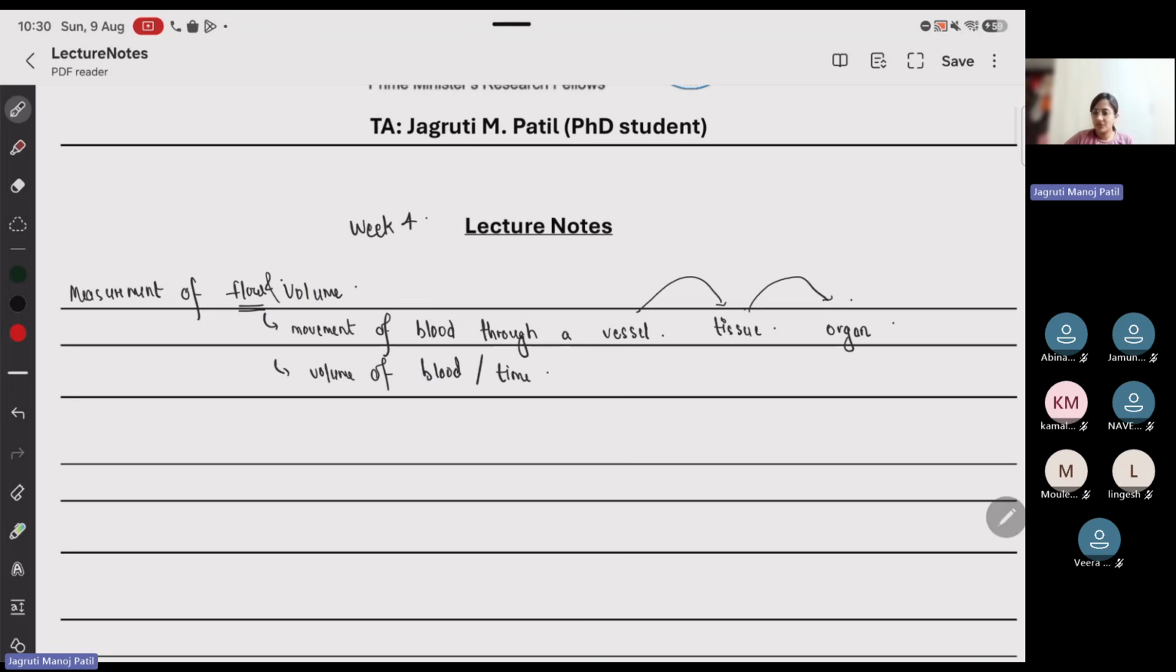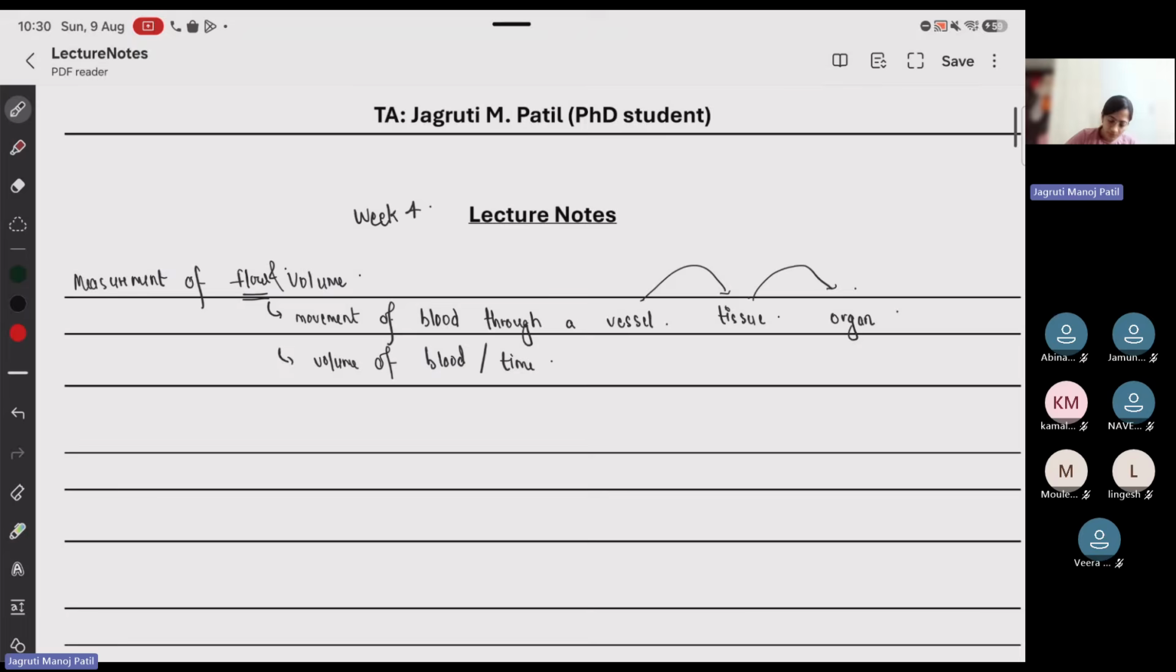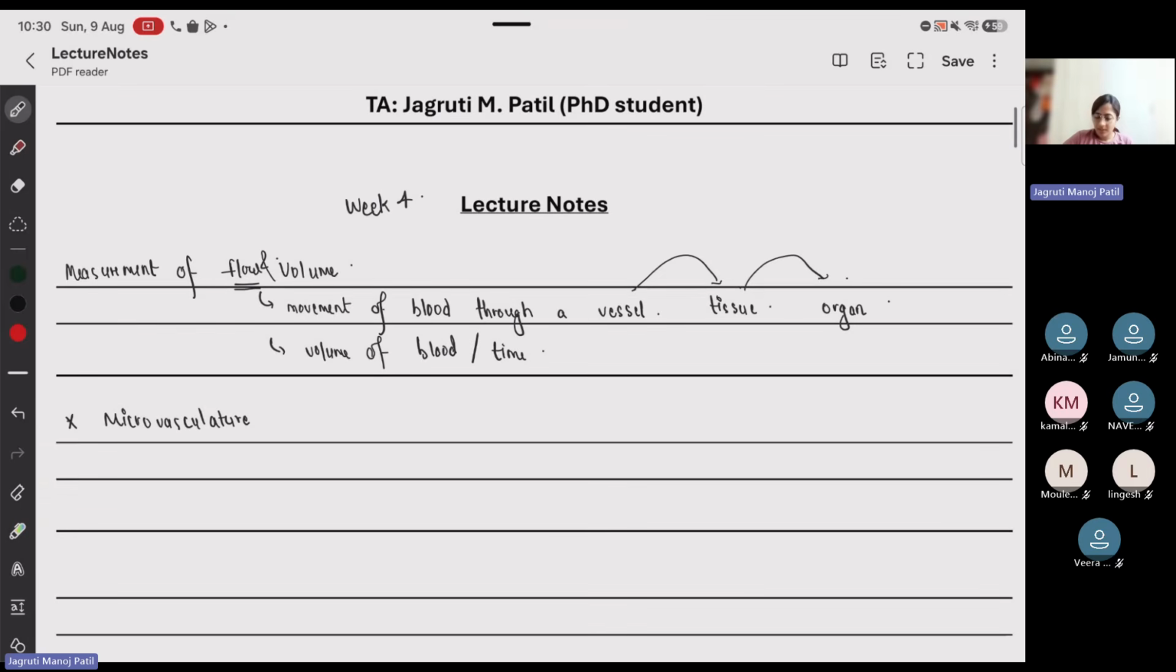Now, where it's difficult to measure, let's say I put a minus sign or a cross sign for it, is in microvasculature. We need advanced signal processing based methods to do so, or we need a directly invasive sensor at the point of care where we are trying to measure. Using indirect measurements of flow, we cannot measure it. And what I'm talking about is in the order of microns, less than 2 centimeters, and it can also range up to thousands of mm.